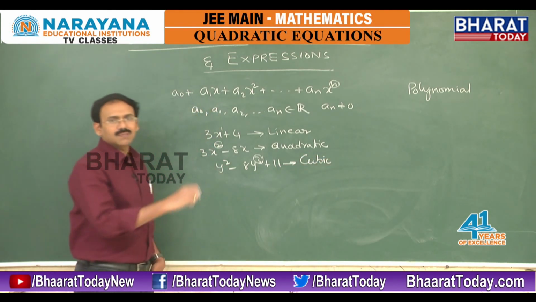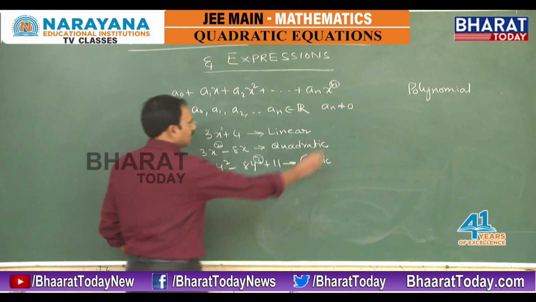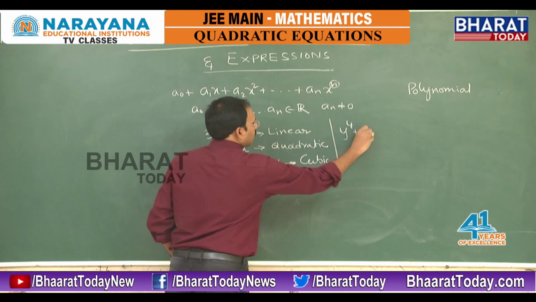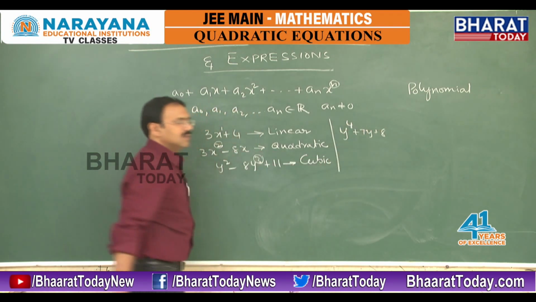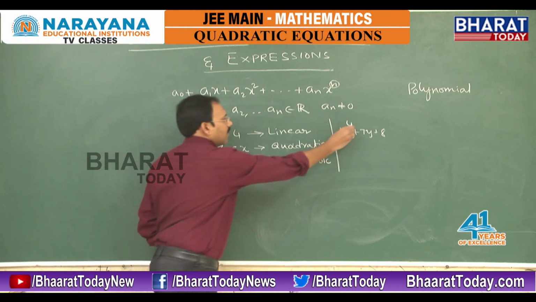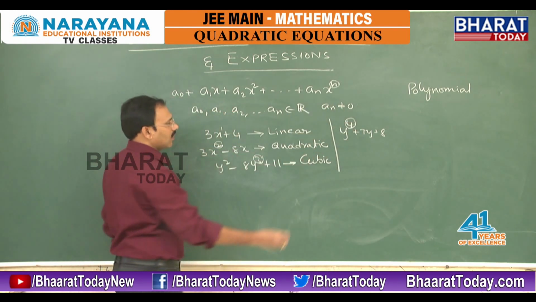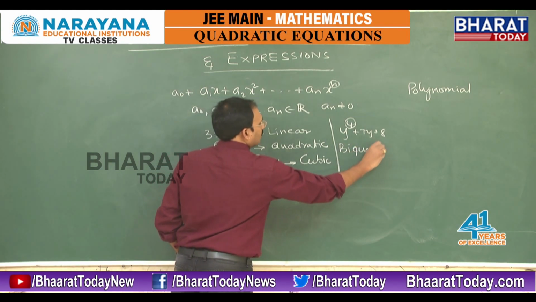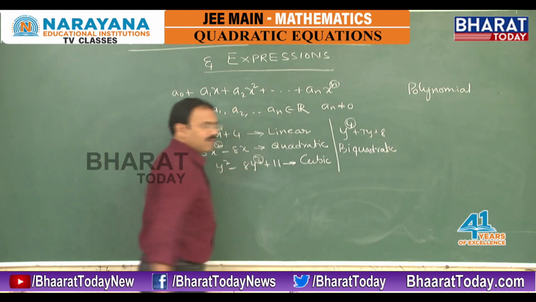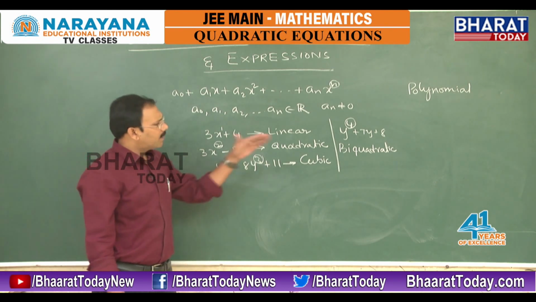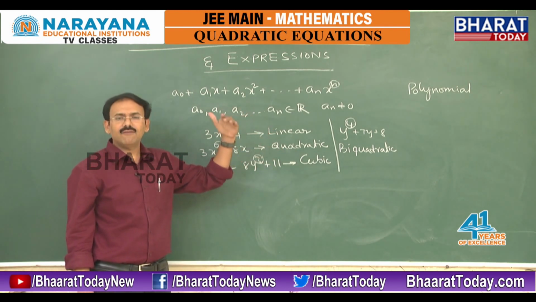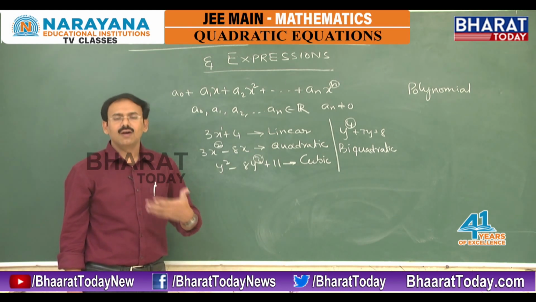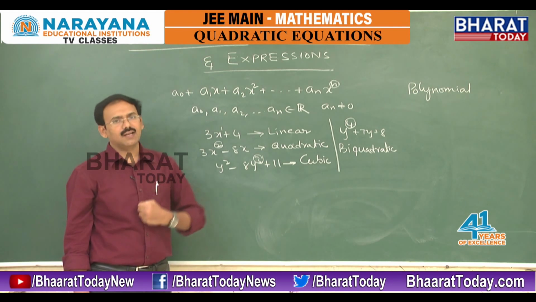We have learnt these points in an earlier class. Now y power 4 plus 7y plus 8 is also a polynomial, of degree 4. This is called a biquadratic polynomial. If you take a polynomial of higher degree like 5, 6, 7, we call it a polynomial of degree 5 or a polynomial of degree 6, like that.